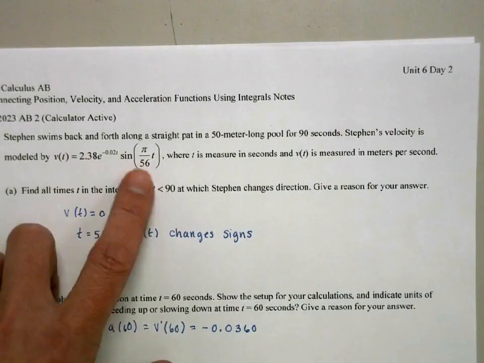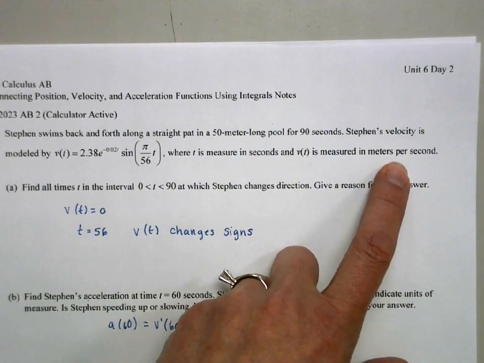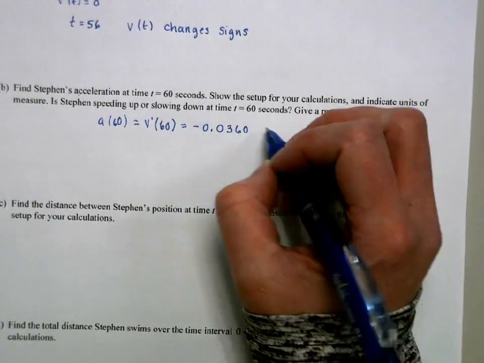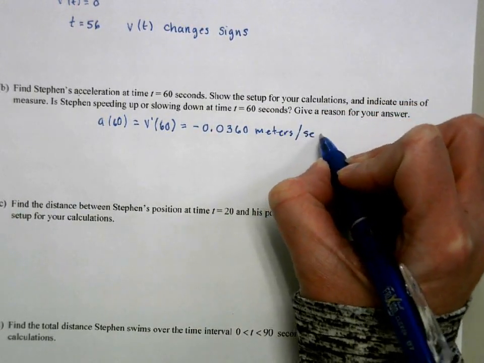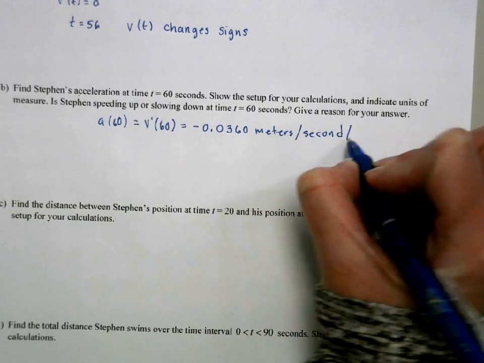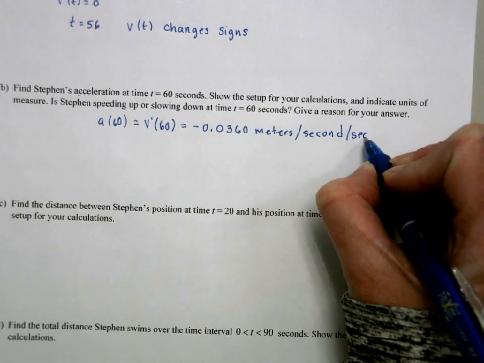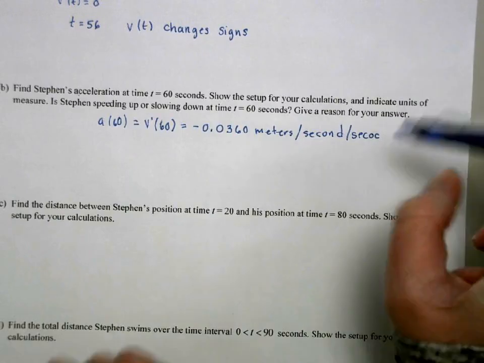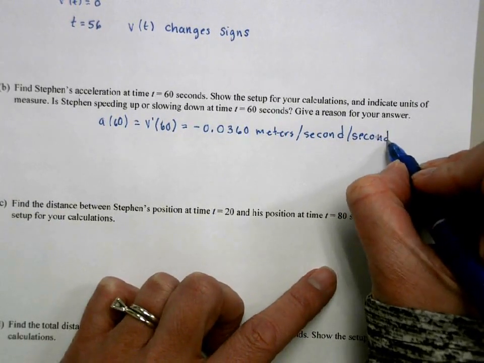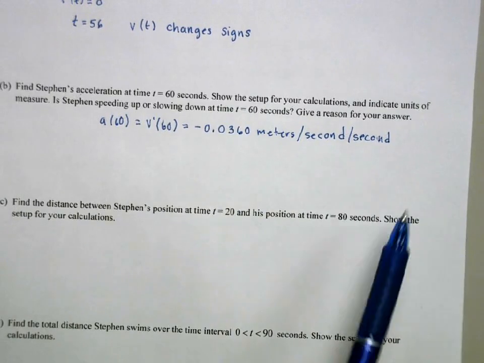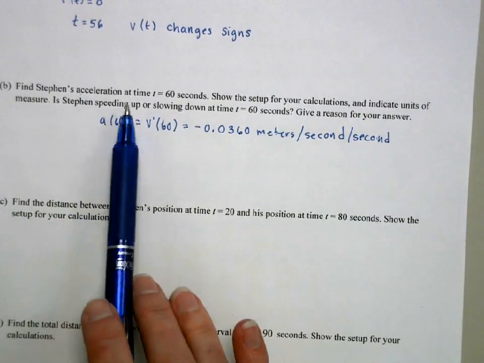Units. So the units here are meters per second squared. So the derivative is going to be in those units because it's the rate of change of the velocity. Then it says, is Steven speeding up or slowing down?